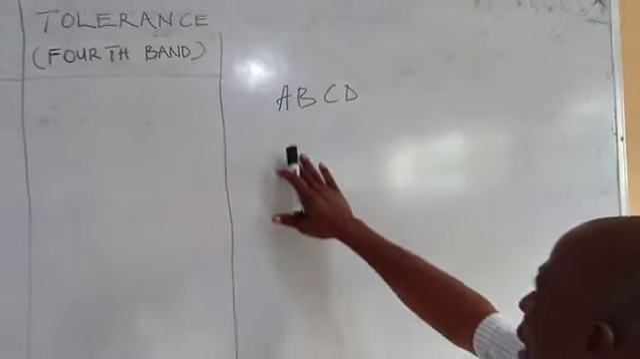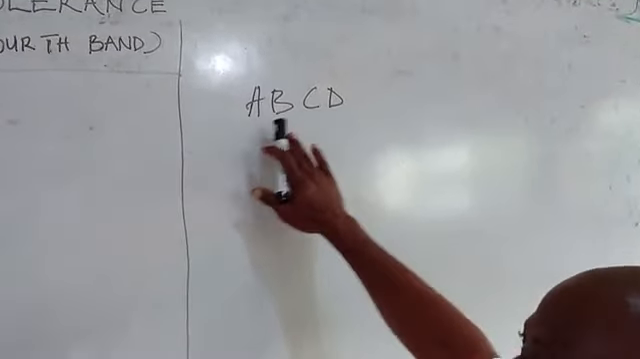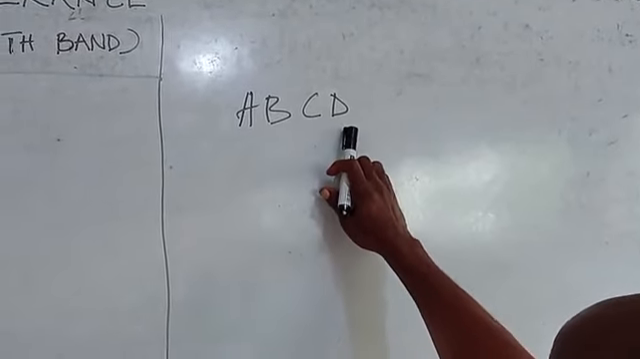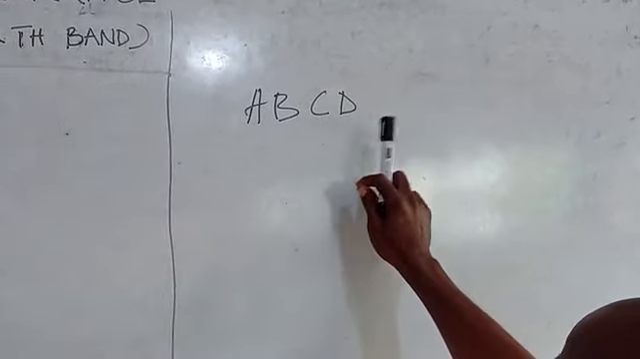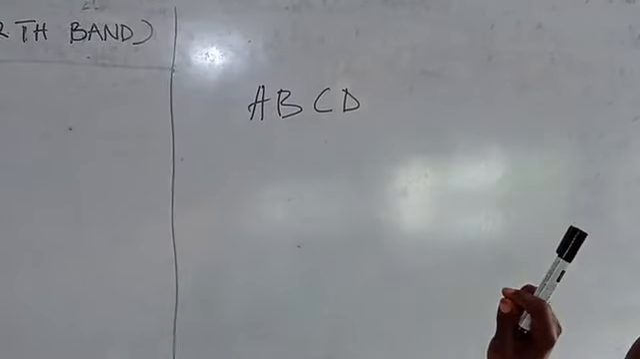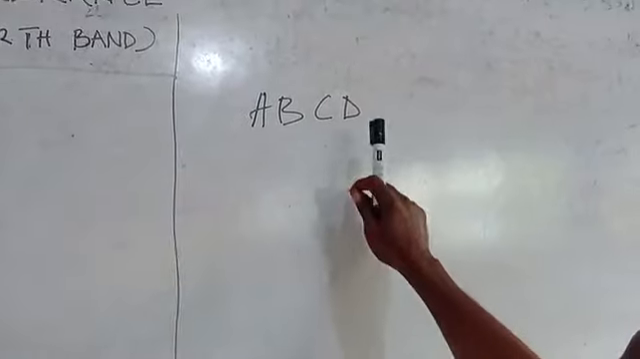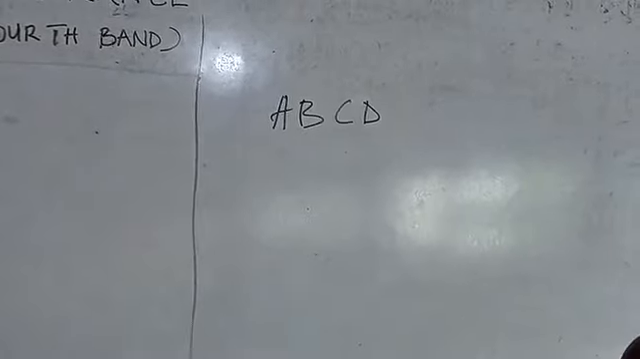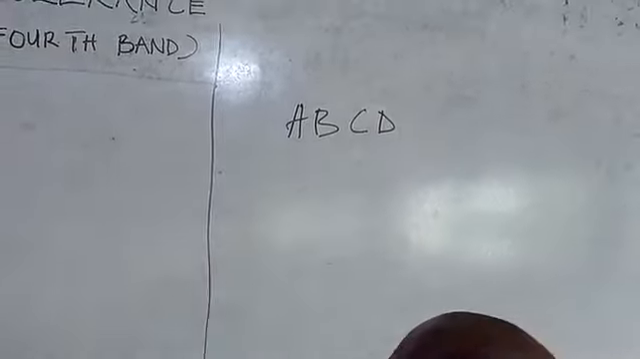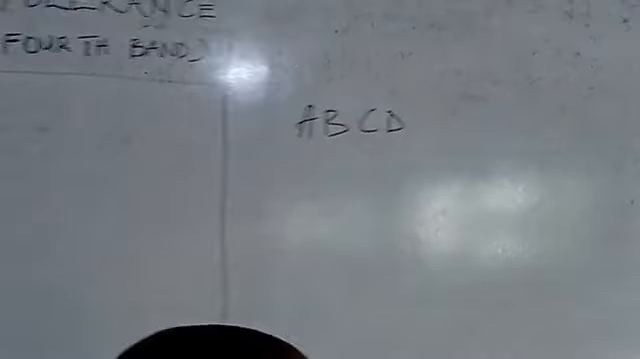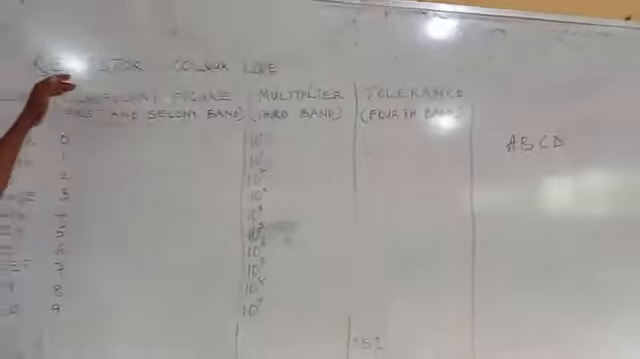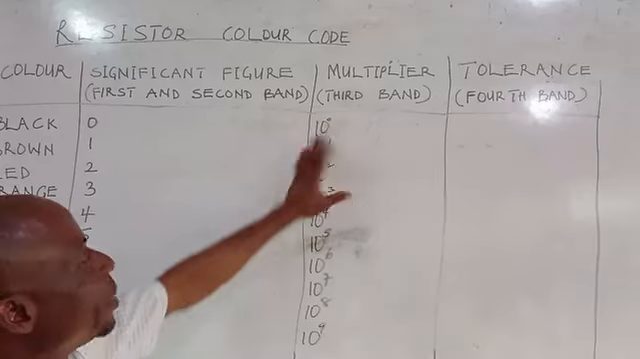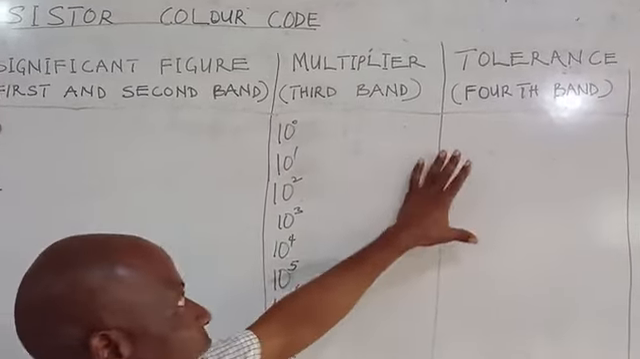So look at this now. Let's say A, B, C, D to represent the 4 colors on the resistor. Let's say this is the first color, second color, third color, and the fourth color. Majorly, the fourth color normally represents tolerance, either gold or silver. When you have gold or silver on the resistor, it means that's the last color, and the first one will start from the opposite end. If you look at our table, the first color and second color normally represent significant figures, while the third color represents the multiplier, and the fourth color is the tolerance.